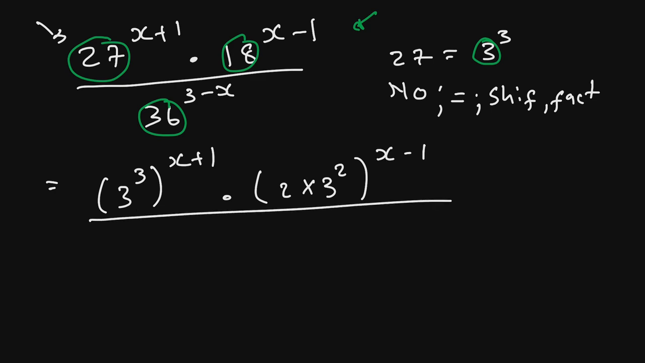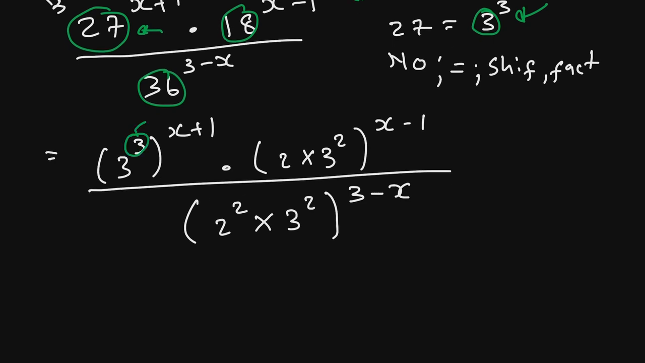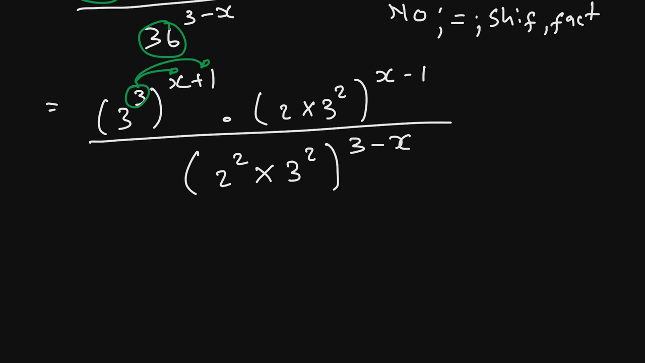So at the bottom, if you look, we have 36. So 36 equals shift fact, and therefore we have 2 to the power of 2 multiplied by 3 to the power of 2, all raised to the power of 3 minus x. So that means our first step is that. The first step is to convert the bases to be what? To be prime numbers. And therefore, after that, we just remove the bracket by multiplying the exponent with exponent of outside the bracket. So now remember, everything will multiply there.